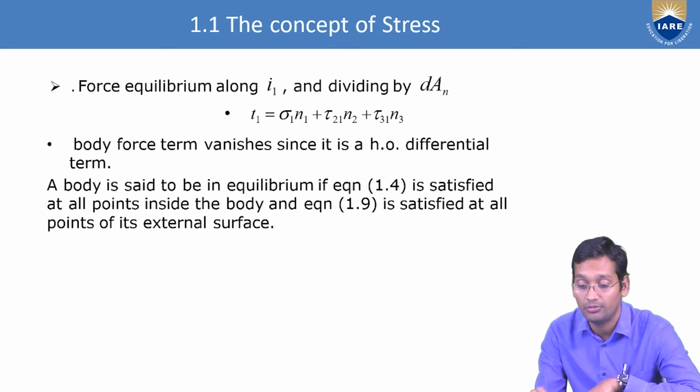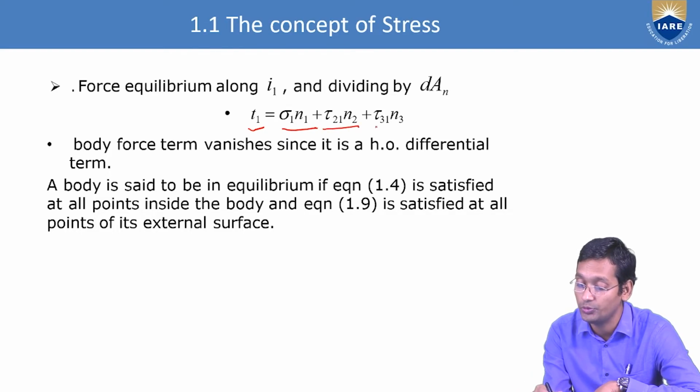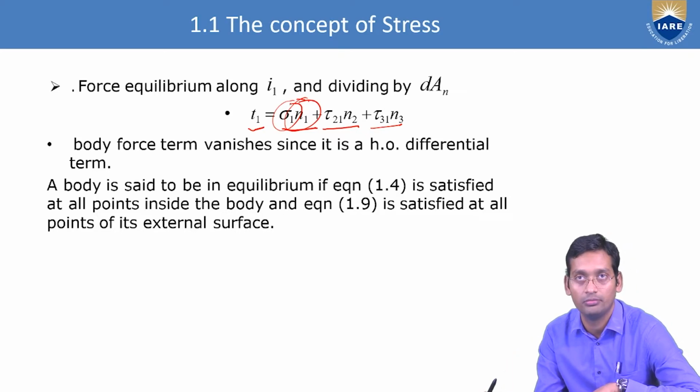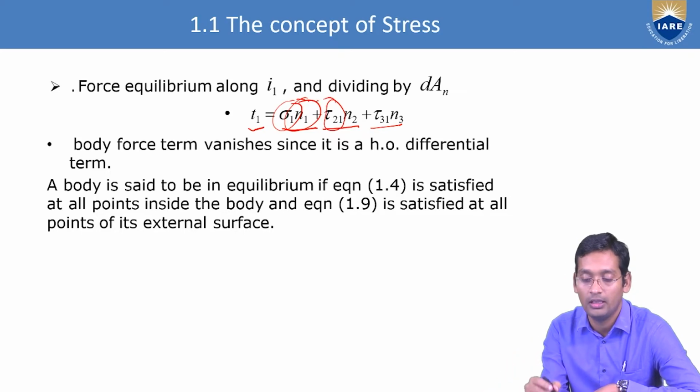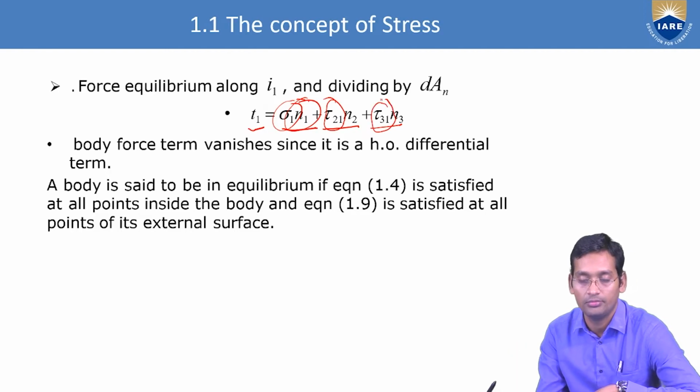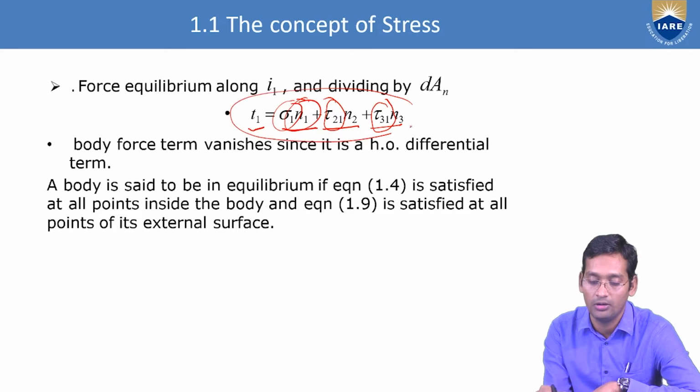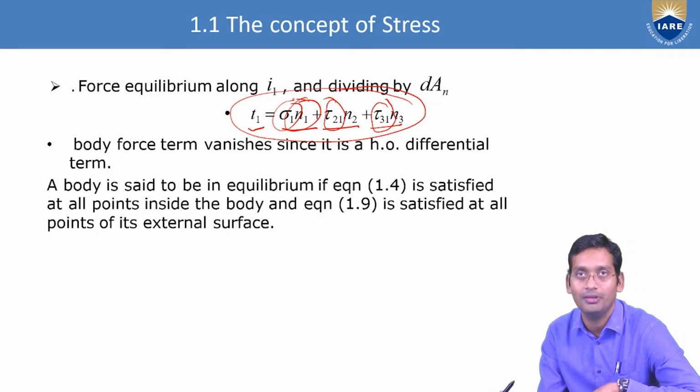Now force equilibrium, that we already had seen. The tensor will be what? Sigma 1 1, tau 2 1, tau 3 1. So in the n1 direction sigma 1 1 is acting, that is stress. Tau 2 1 stress is acting in the n2 direction, and in the n3 direction tau 3 1 is acting. So this is the total when the force is in equilibrium.